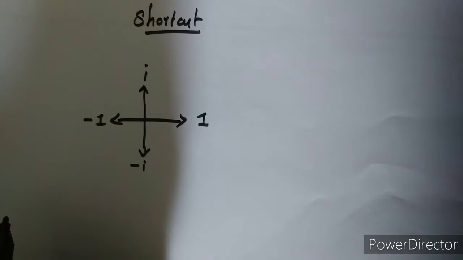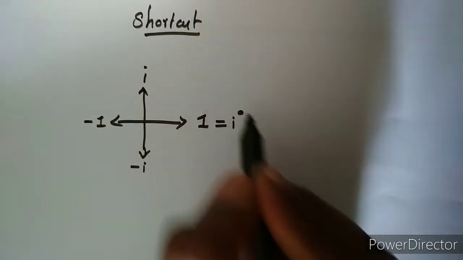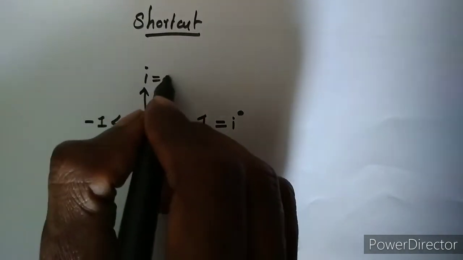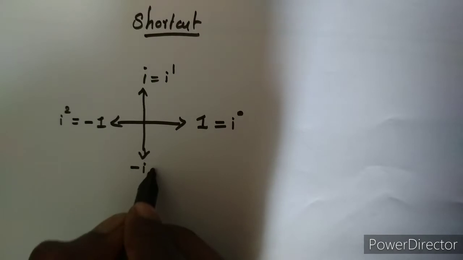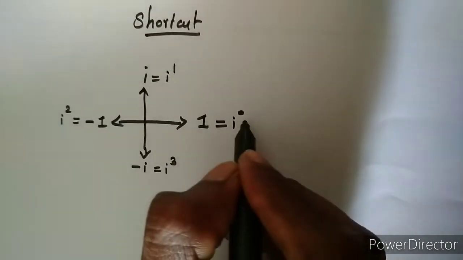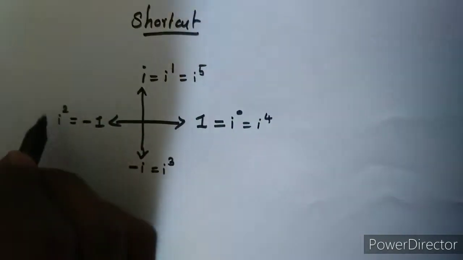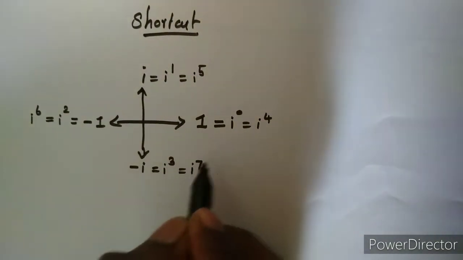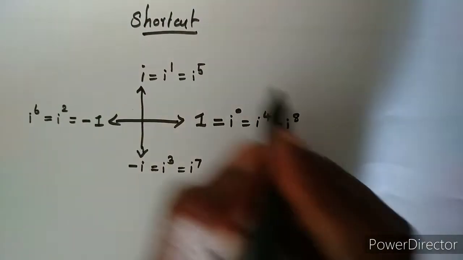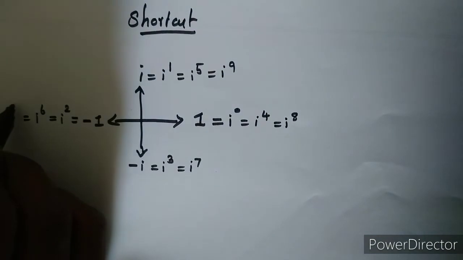Let me start with i power 0. Then i power 1, i power 2. It goes in the counterclockwise direction. i power 4 is 1, i power 5 is i, i power 6 is minus 1, i power 7 is minus i, i power 8 is 1. So when the power is a multiple of 4, it will again start with 1.